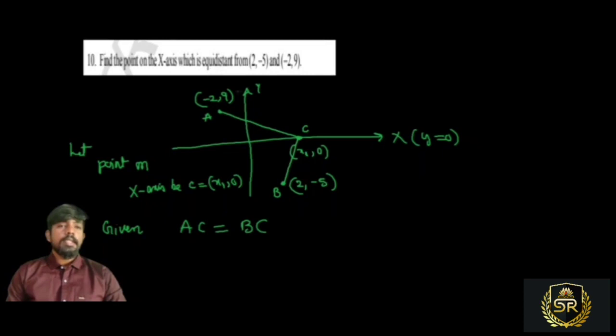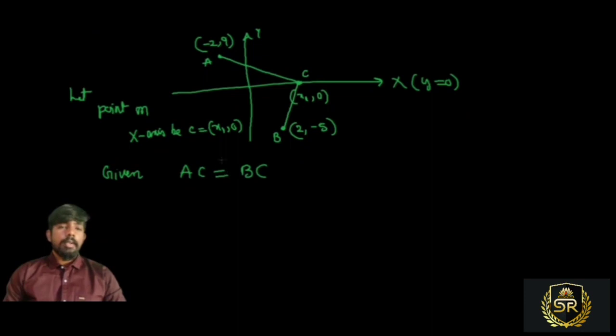Equidistance means AC and BC are equal. In the diagram I did not draw the distances exactly, and by visualizing we can't say they are equal, but the given condition is equal distance, and that's the reason I wrote AC equals BC. This is a given condition.